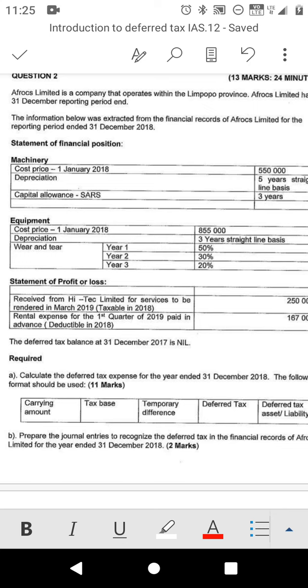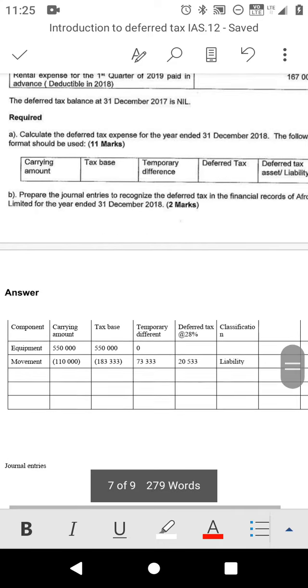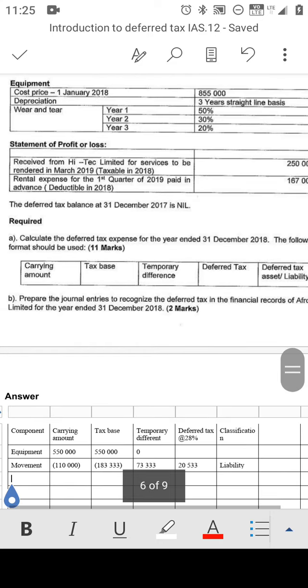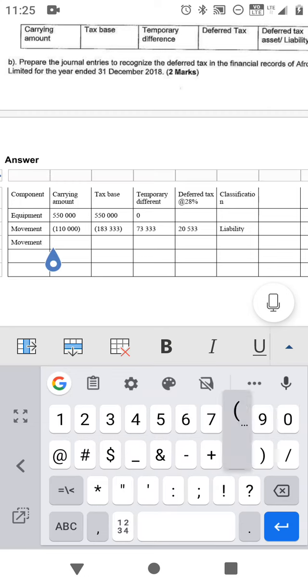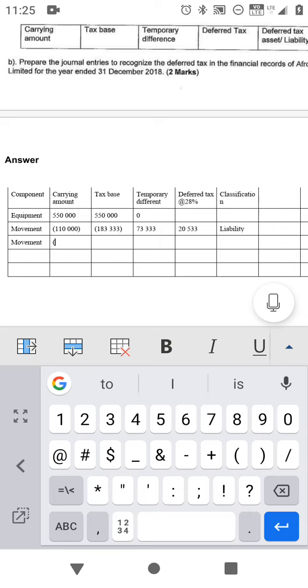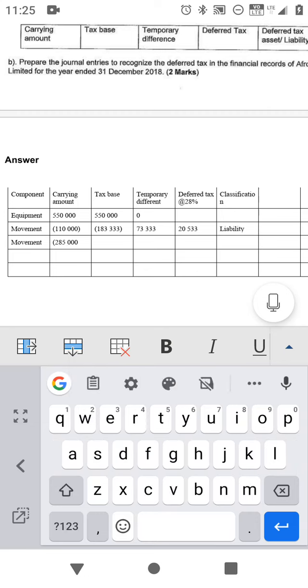Okay, let's start with depreciation. Is 855,123 divided by 3? Yes. Then in accounting it is 285. Okay, this one is also a movement. You can start with the cost price. If you calculate the movement by 30 and divide by 3 years, it will give you 285,000.